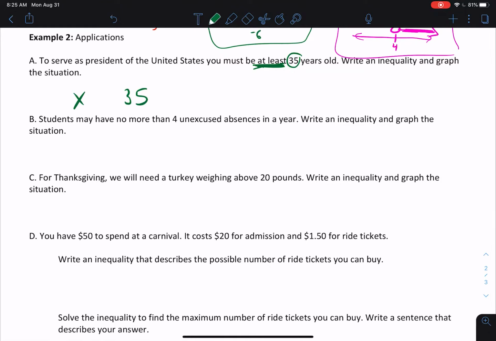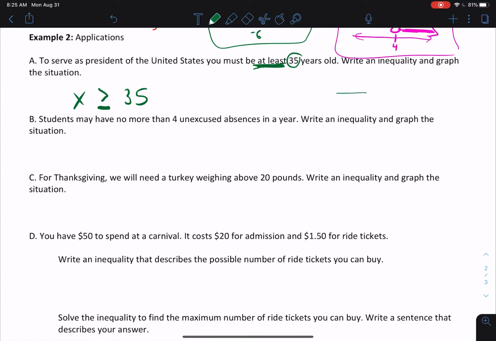So to think about this, a president must be at least 35 years old. Okay, so that means that's the minimum that they can be. So x is going to have to be bigger than 35. And now we ask ourselves, does that phrase at least include 35? Could someone that is 35 years old run for president? Yes, they can. So because they can, then I have to include that equality. They must be at least 35 years old. Another way to say that is their age must be bigger than or equal to 35.